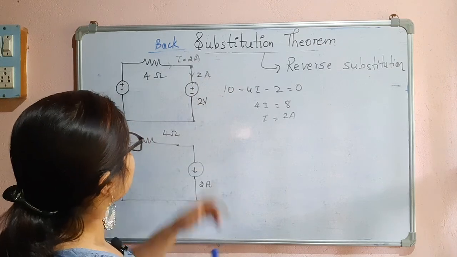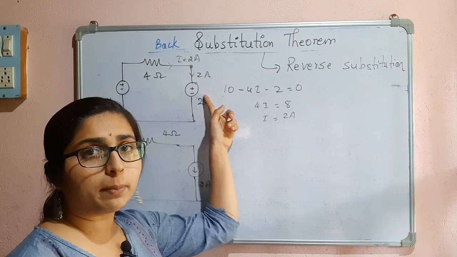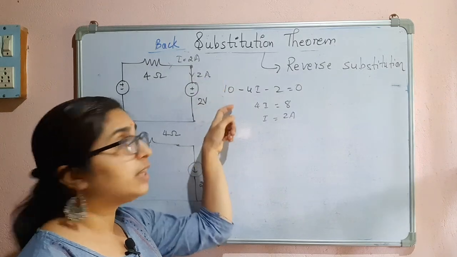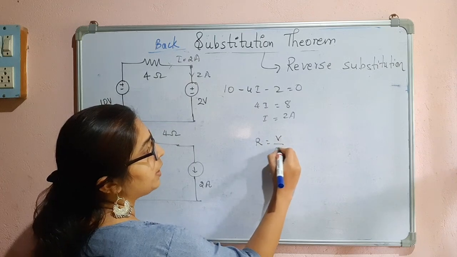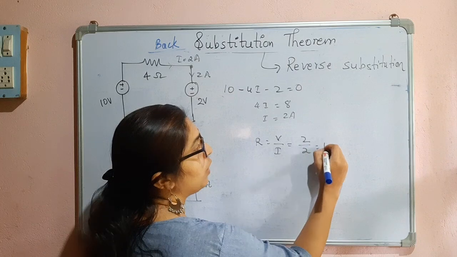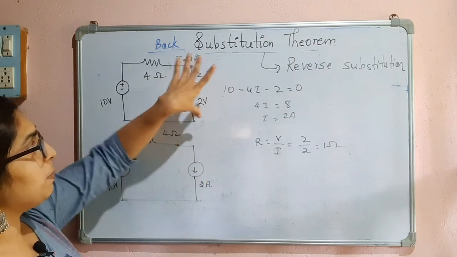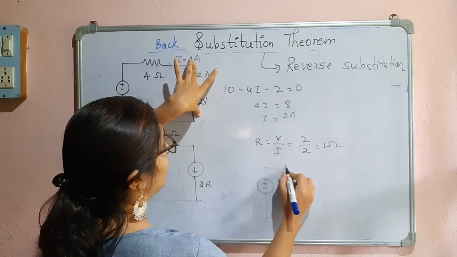We can see that this is absorbing power once again. That is, the voltage source is absorbing power because the current is entering the positive terminal. So resistance will be equal to voltage divided by current, that is 2 divided by 2, which is equal to 1 ohm. Now I can replace this branch by a 1 ohm resistor.